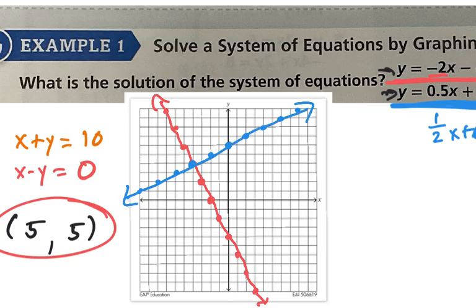And so here's the second line. So again, remember, what is it I'm trying to do? Find the point that makes both equations true at the same time, which would be this point. So what are the coordinates of that point? I'm going left 1, 2, 3, 4. Up 1, 2, 3, 4. So I've got a solution of (-4, 4) to my system of equations.